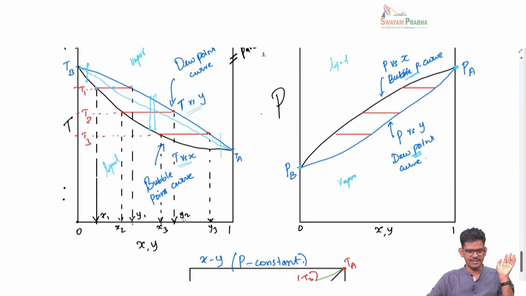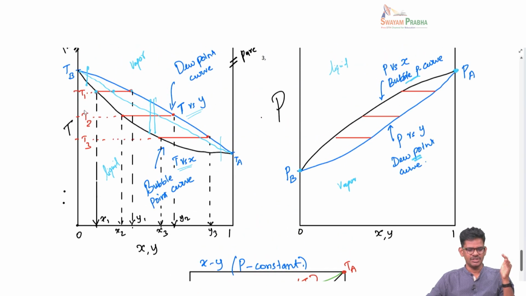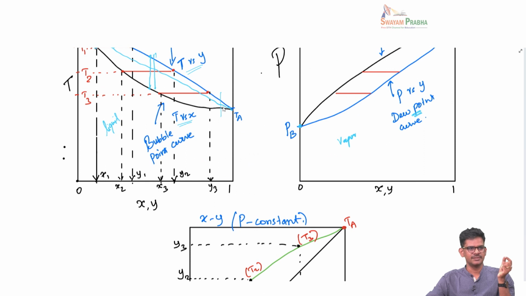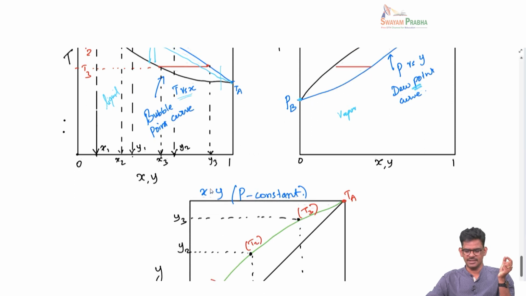Okay, now let's take another temperature T2. T2 is smaller than T1, and you can see that now the X2 and Y2 values are shifted to larger values. So I collect these two points, X2 and Y2. Remember, X2 I obtain from the bubble point curve, Y2 I obtain from the dew point curve. Those two are the points denoted in this curve. Similarly, I can take another temperature T3 with corresponding X3 and Y3, and I can put it here.